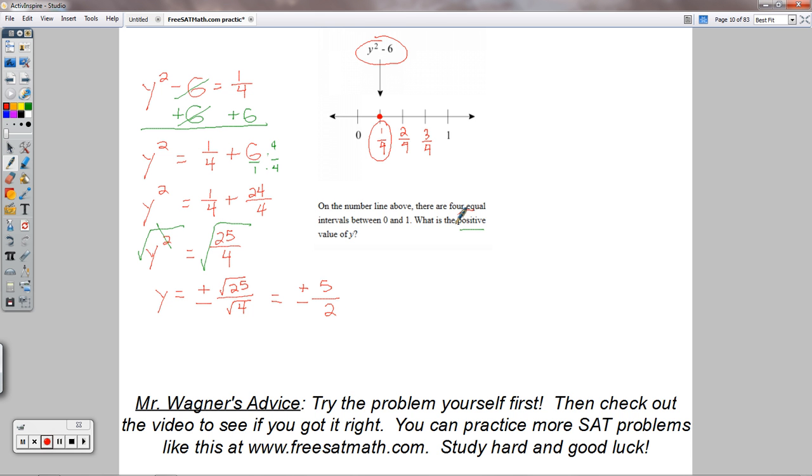But now it says, remember, the positive value of y, so we disregard the negative value, and our final answer here, there we go, answer would be positive 5 over 2. And so that's it. That's it for that one. You could plug that back in to verify your answer. But 5 over 2 is the answer.